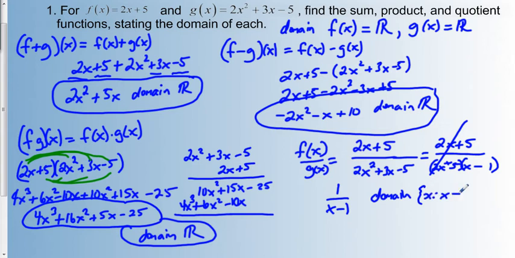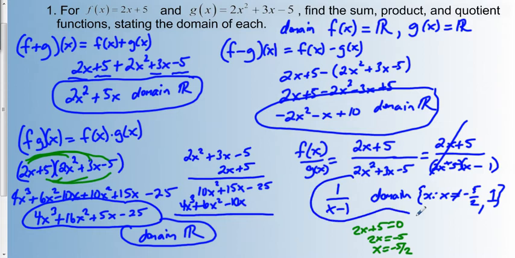We have two things that x cannot be. For this to be 0, 2x plus 5 would have to equal 0. 2x would have to equal negative 5. X would be negative 5 halves. X also cannot be positive 1 because of this binomial. So our quotient function is 1 over x minus 1. The domain's a little trickier that time because we do have a denominator.